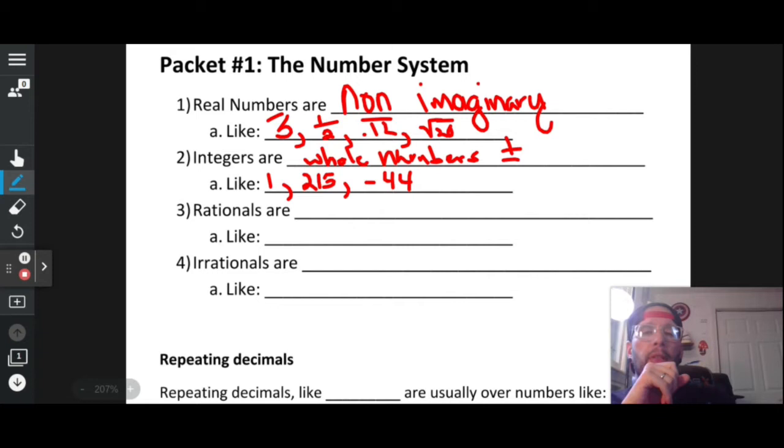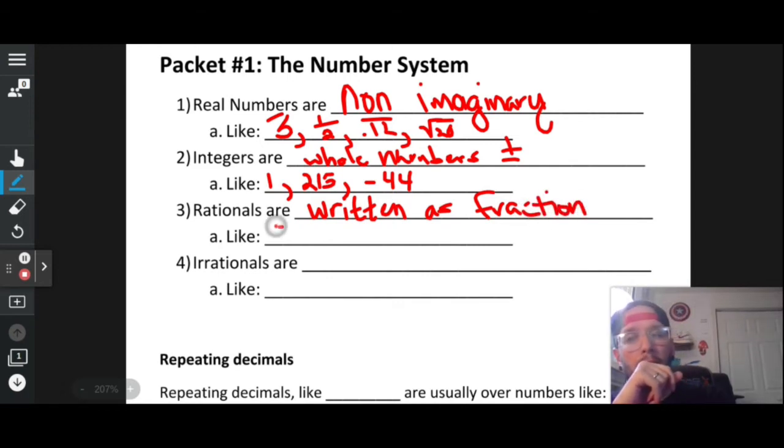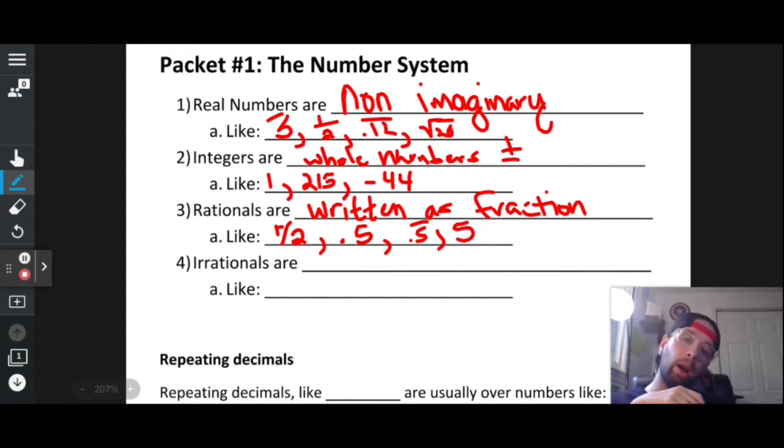Rationals are any number that can be written as a fraction. So an example could be a half. That's written as a fraction. 0.5 is a half, so that could be written as a fraction. 0.5 repeating, we'll learn how to do that in a second. Even the number 5. And if you're like, well, that's not a fraction, sir. Sure it is if I put it over 1.